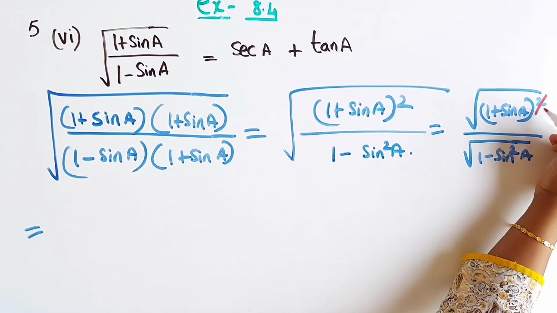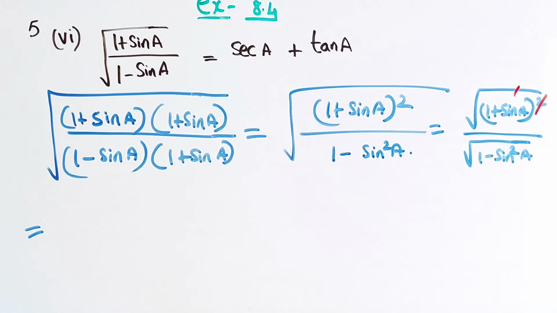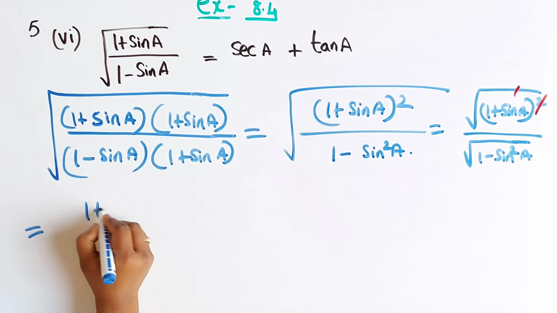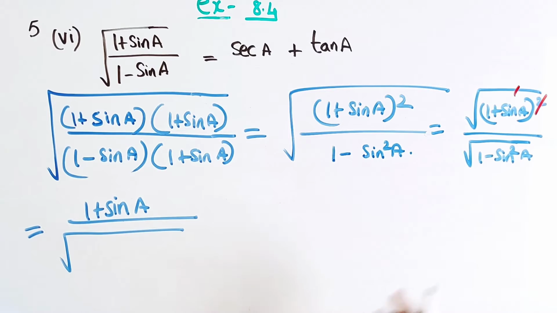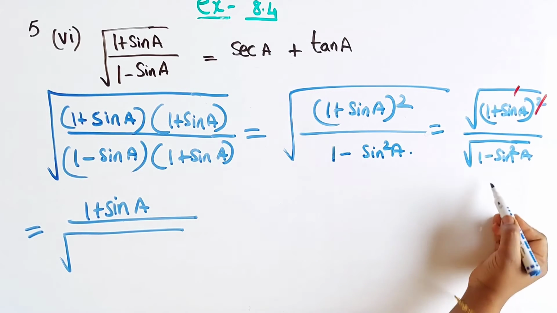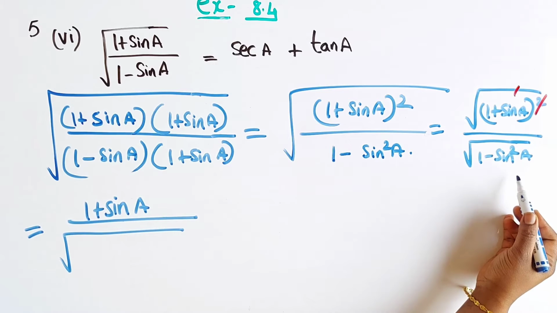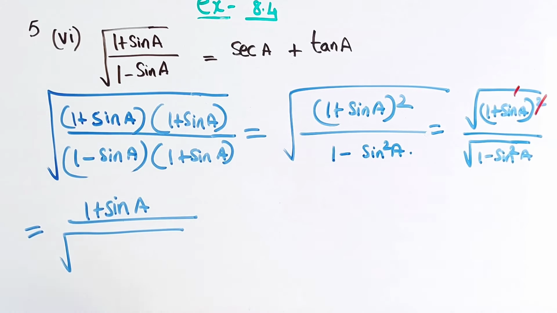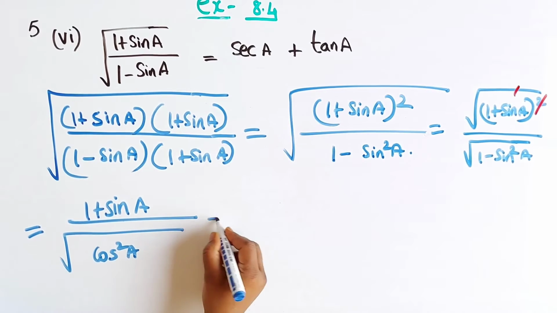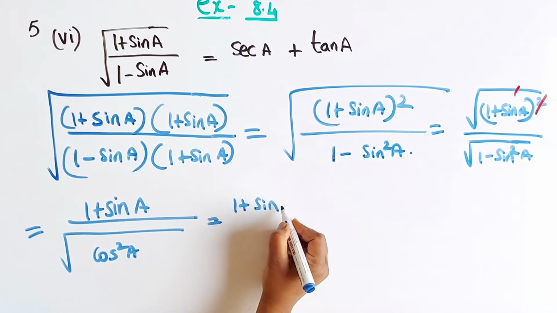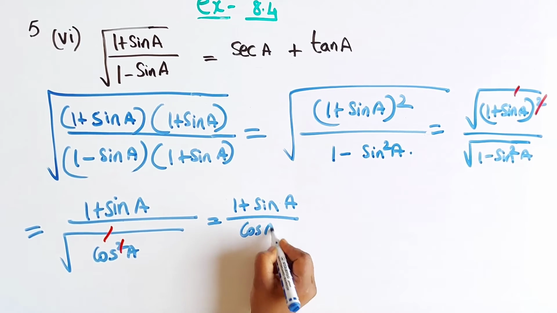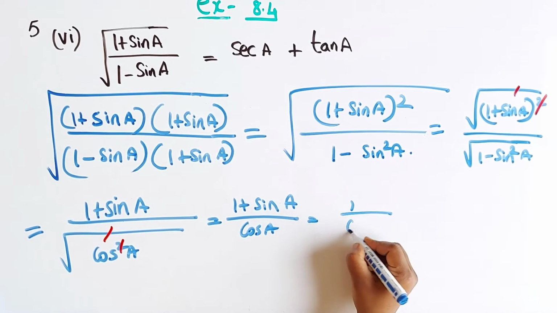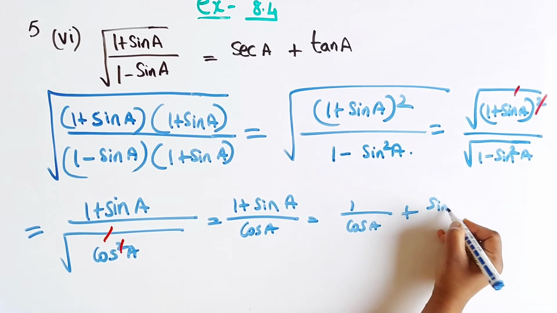Now see here. Square root and square will get cancelled. What is there in numerator? 1 plus sin A divided by root of, what is 1 minus sin square A? We know that sin square A plus cos square A equal to 1. So 1 minus sin square A is cos square A. Correct children? Now this will be 1 plus sin A divided by, here also square root and square will get cancelled. Cos A in denominator.